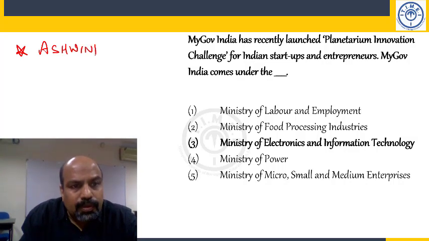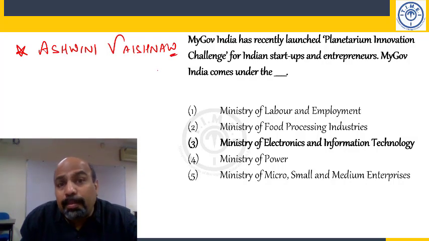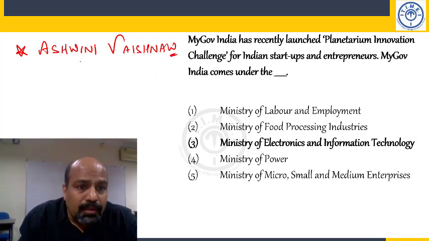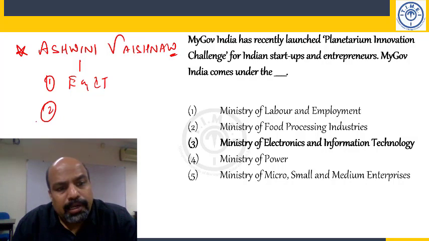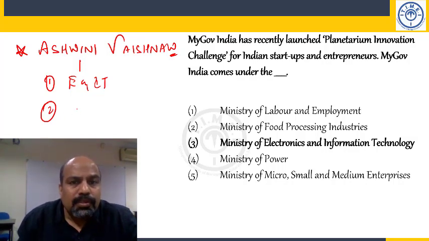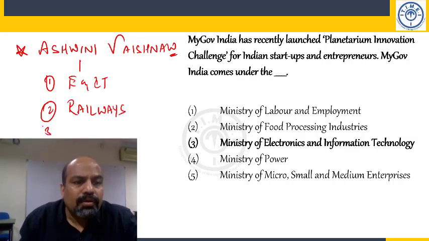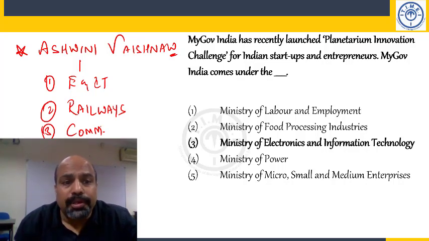Ashwini Vaishnaw. There's a W at the end here. He heads three ministries. You write this one: electronics and IT. Second, the very important Ministry of Railways. The third one is Ministry of Communications.